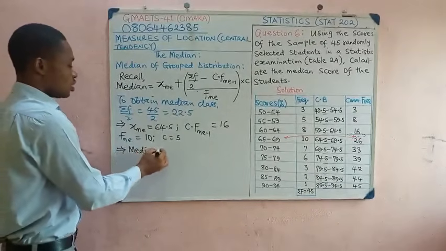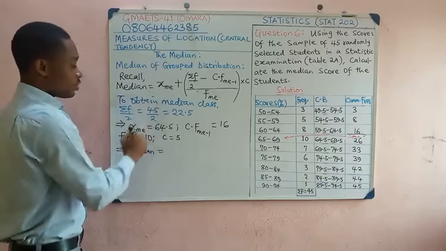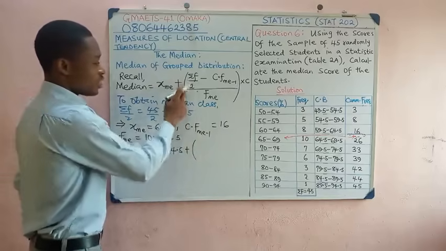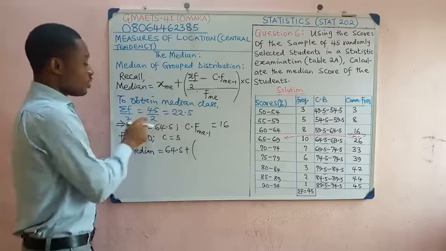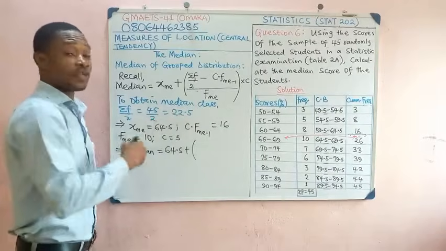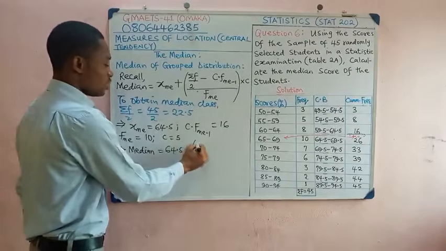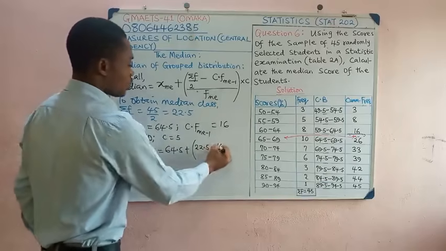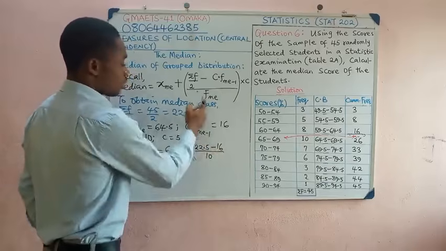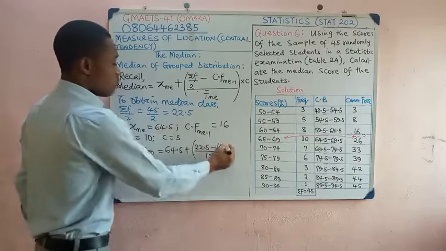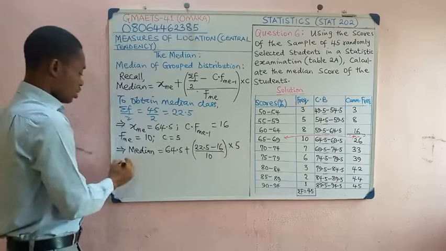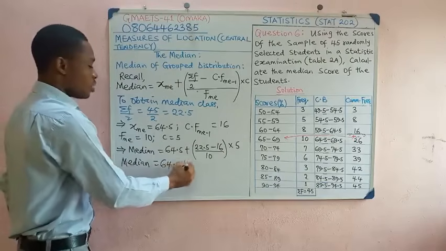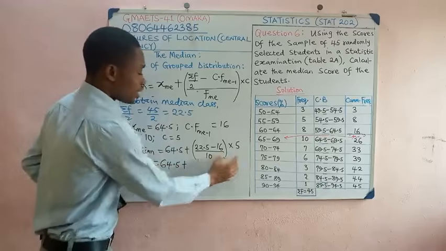So my median score will be equal to the lower class boundary of the median class, 64.5, plus the summation of the frequency divided by 2. We already got it to be 45 over 2, which gave us 22.5. So I can put the value there, 22.5, minus the cumulative frequency of the pre-median class, which is 16, all divided by the frequency of the median class, which is 10. We multiply by the class width, 5. So the median score will be 64.5 plus the bracket, multiplied by 5.